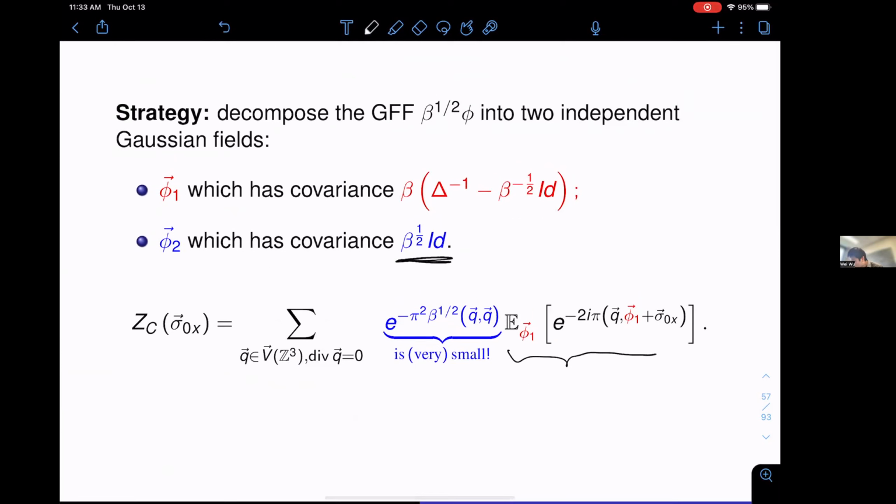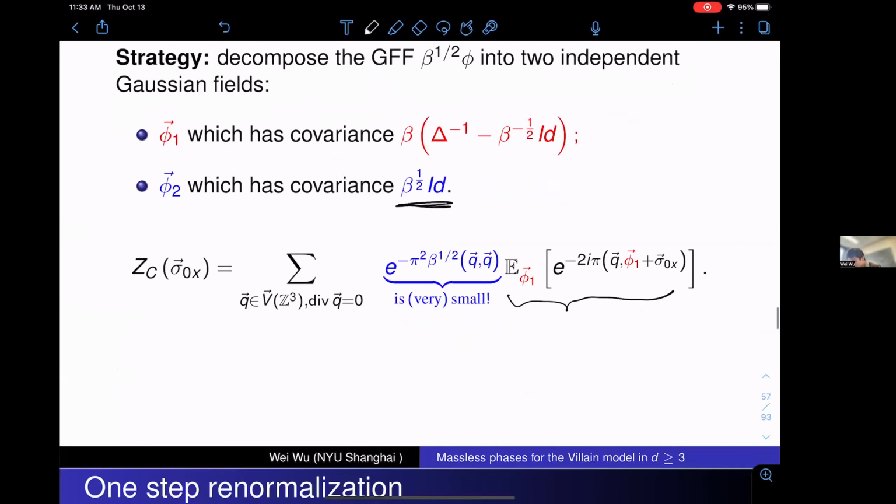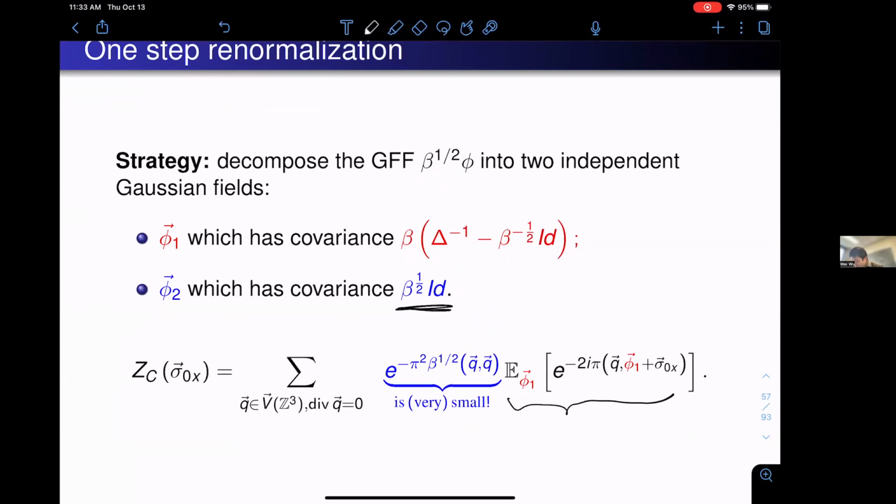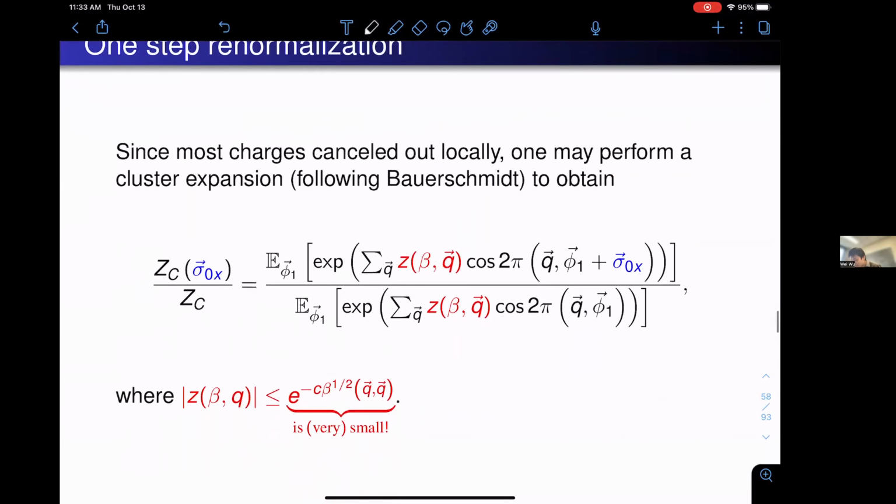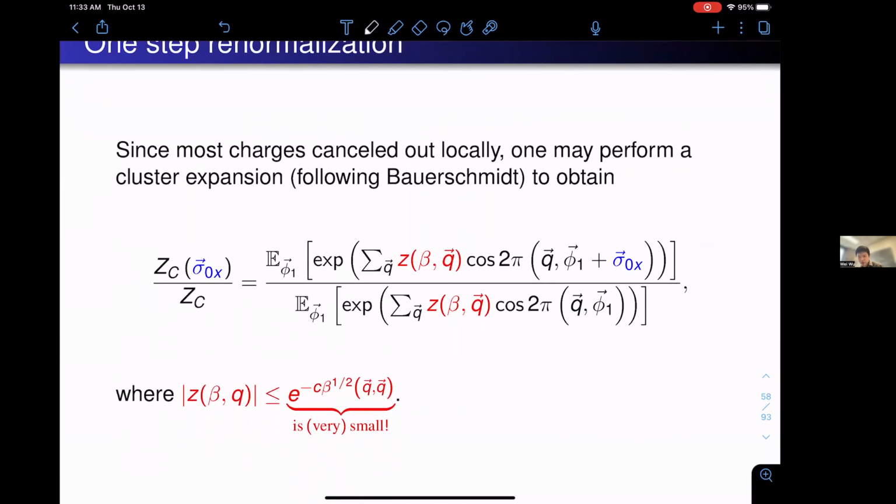Okay, this is what you obtain after integrating out the local field, but then you have to study another integration with respect to the smooth Gaussian field, which is non-local and has long-range interactions. So fortunately, when beta is large enough, this term decays very fast. So you can actually use the cluster expansion to resum it and put everything in the exponential. I'm skipping the details here, but you can basically write it in terms of the 2 ratios of the exponential functionals, taking expectation with respect to the smooth Gaussian field.